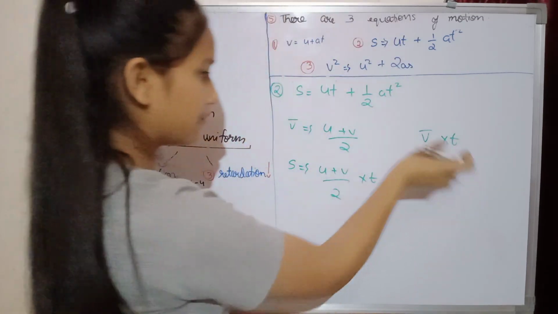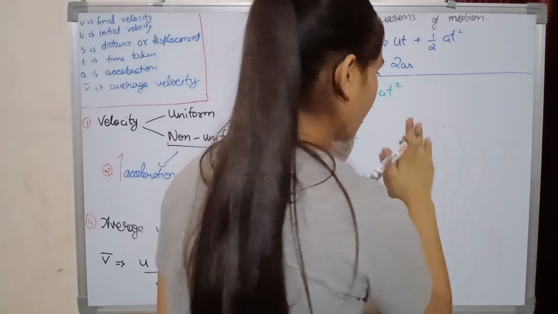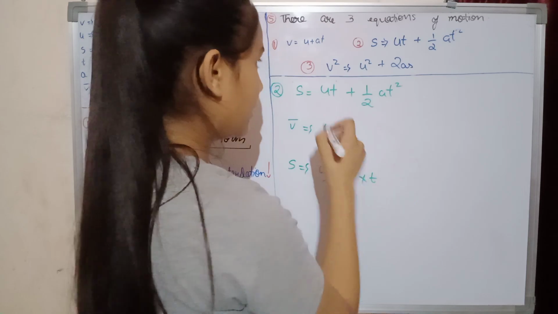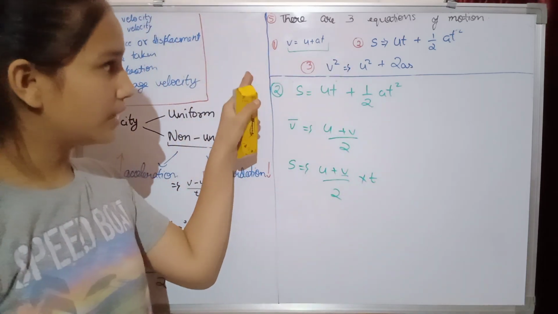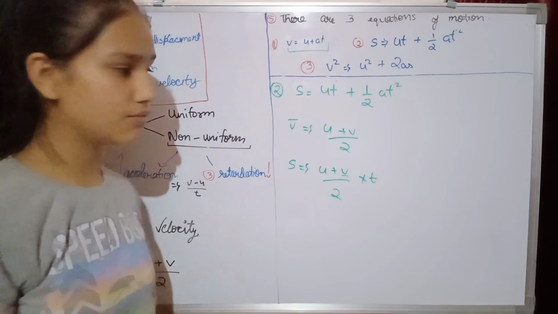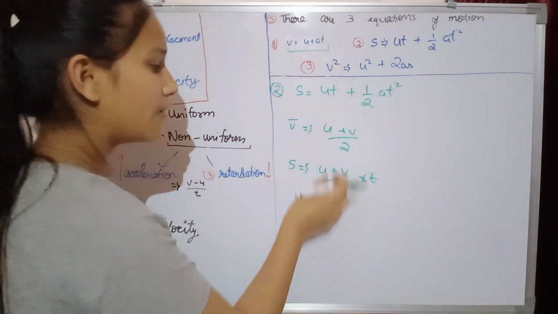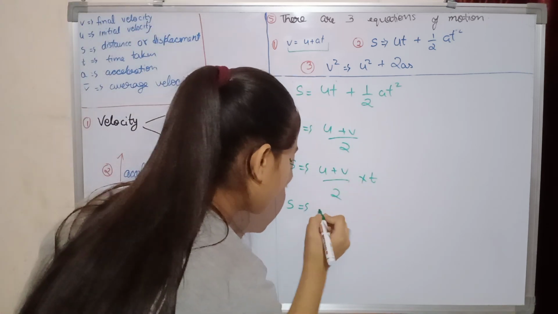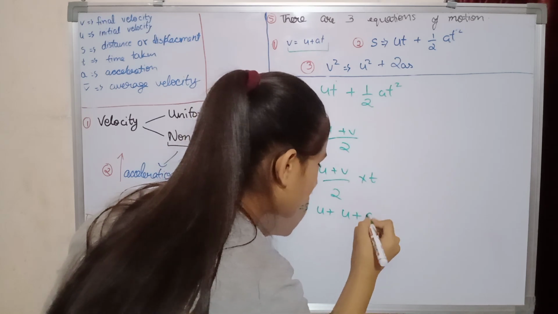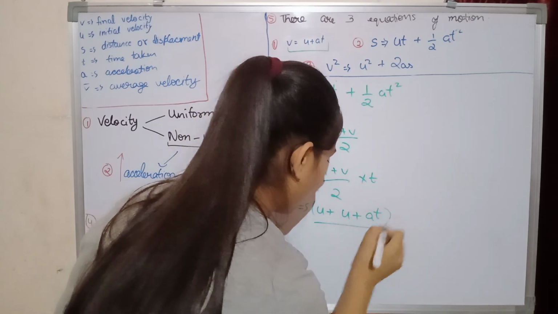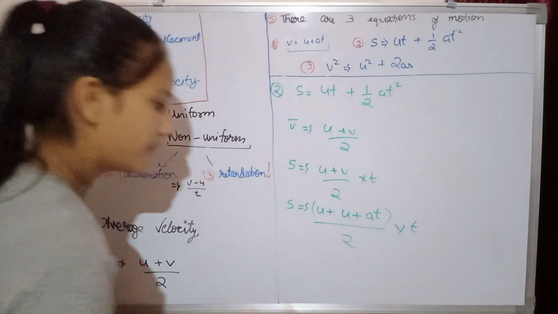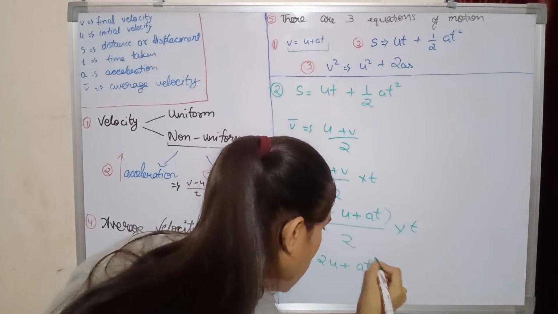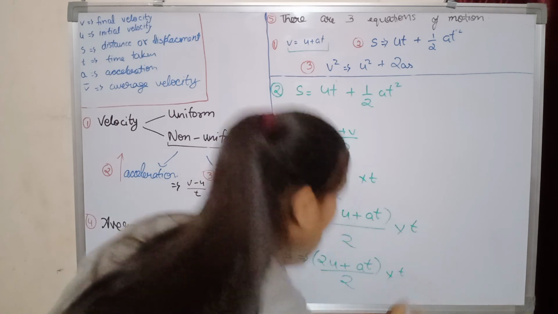So time is derived from here. Now, instead of writing V, we know the value of V from the first equation, which is U plus AT. Now instead of writing V, we have to put the value of V, which is U plus AT, upon 2 into time. Now S will become 2U plus AT upon 2 into time.